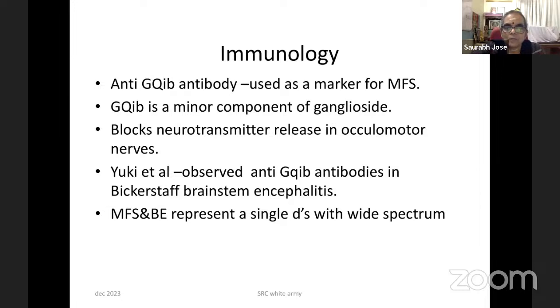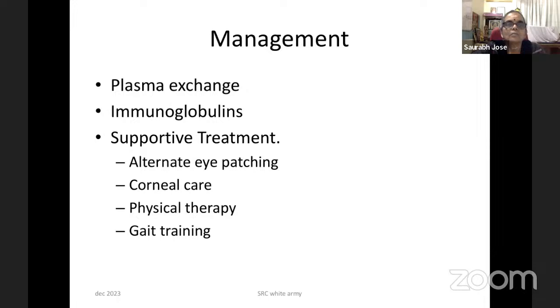Sometimes there is confusion between Bickerstaff encephalitis and Miller-Fisher. So, whether the disease started proximally or distally. If it starts in the brainstem, it becomes Bickerstaff encephalitis. If it starts distally, it becomes Miller-Fisher. Management is plasma exchange, IVIG, and supportive treatment based on the symptoms. For double vision, eye patching, corneal care, physiotherapy, gait training.